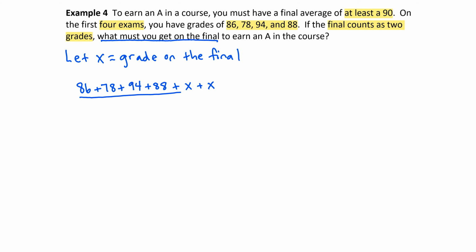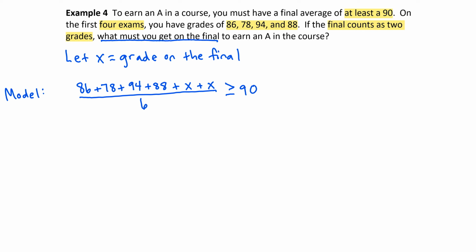Then we're going to divide by the total number of grades that we have there. Now, it's not 5 grades because the final counts twice. That's a total of 6 grades. Now, our goal is to make an A, so we want this average, what we have expressed here is the average, to be at least a 90, so greater than or equal to 90. That is our model. All we have to do now is solve the inequality.